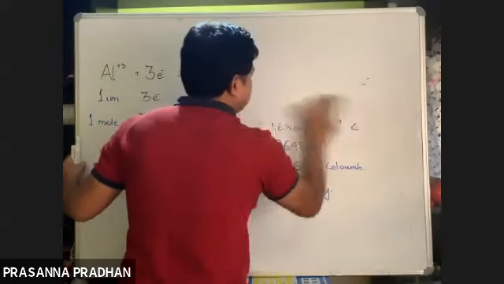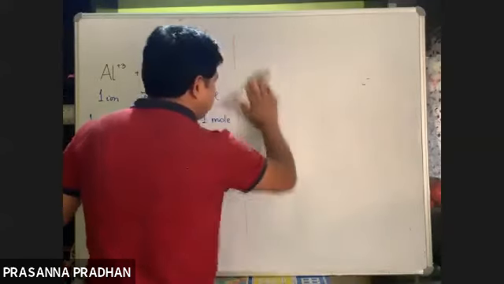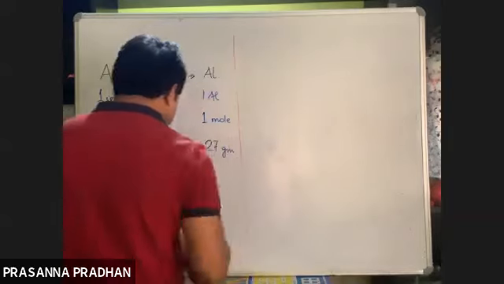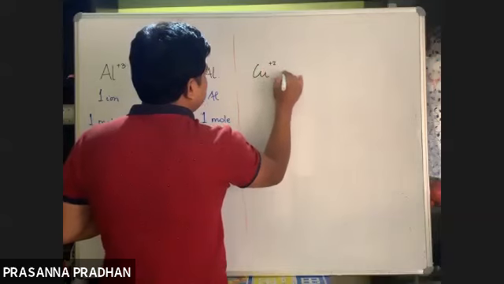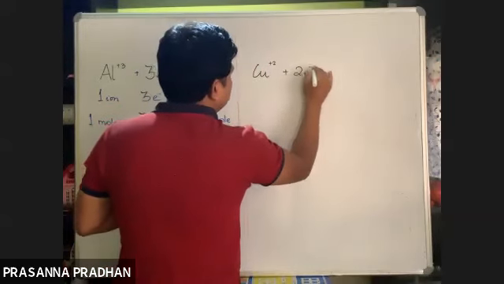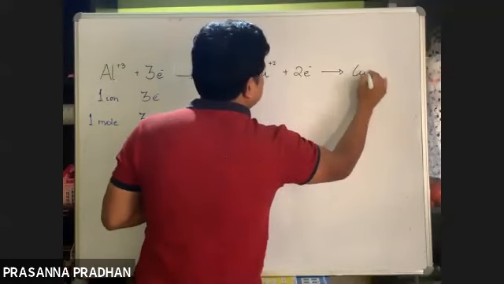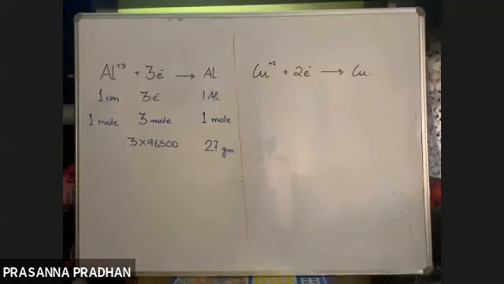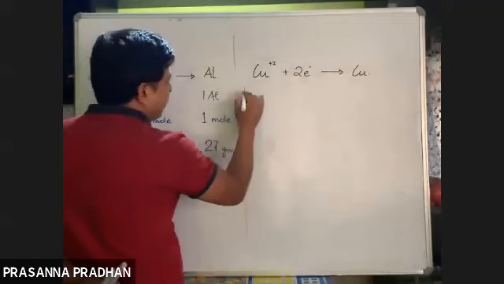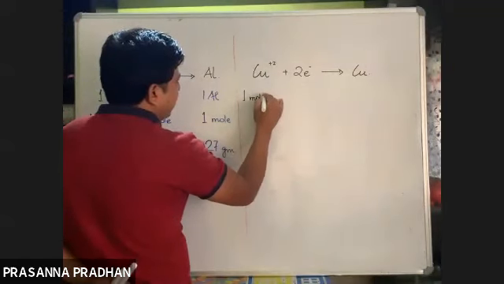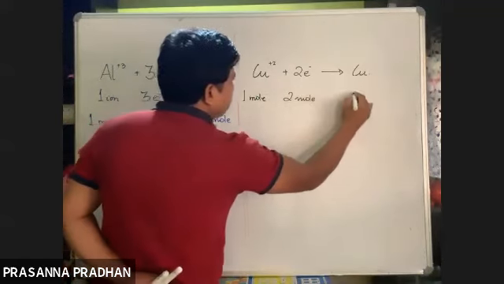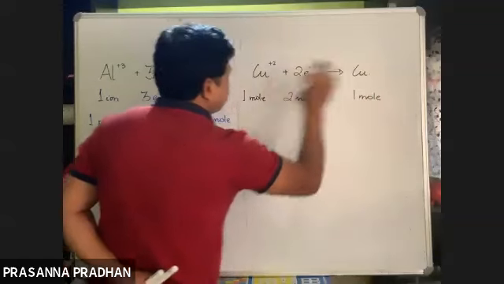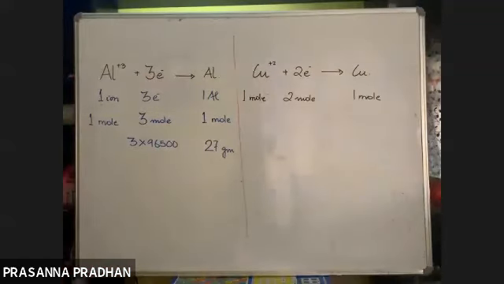So now let us take the example of copper ions. We have Cu2+ plus 2 electrons. It gets deposited as metallic copper. Now you tell me, if I take 1 mole of Cu2+ ion, how many electrons are required? 2 moles of electrons are required, and in the process, 1 mole of copper is going to get deposited.